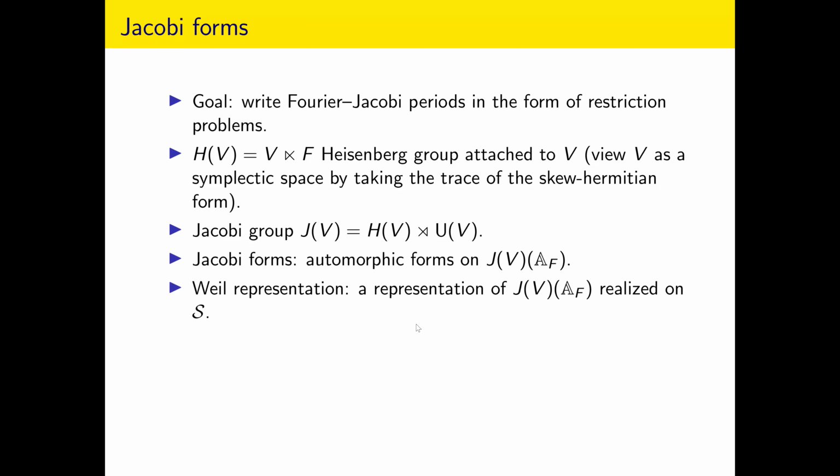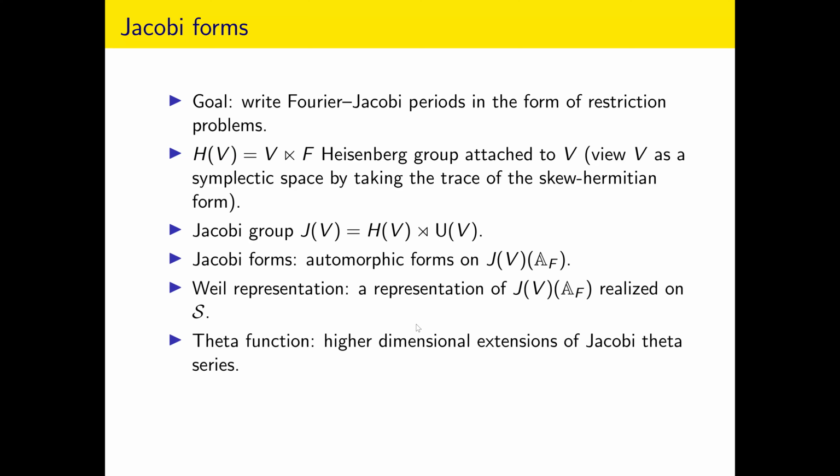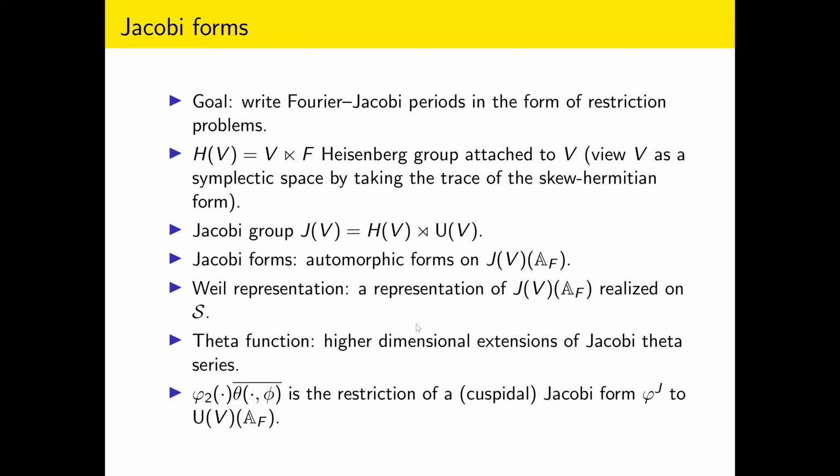And the Weil representation, previously we said the Weil representation of the unitary group, but in fact the Weil representation is a representation of this bigger group, which is this Jacobi group. It's realized on some Schwartz space. So the theta function is going to be the higher dimensional analog of the Jacobi theta series. And here again, the same as before. Previously, we had the theory of Eichler and Zagier, and here it's the same thing, that this automorphic form phi2 times the theta function is the restriction of a cuspidal Jacobi form, which I call phi upper J, to the unitary group itself.